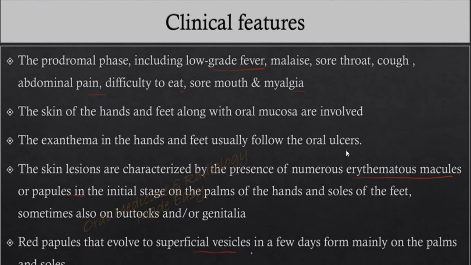Skin lesions are characterized by erythematous macules or papules in the initial stage, which are mainly seen on the palms of hands and soles. Sometimes they can also be seen on the buttocks or genitalia. These are usually red, superficial papules. They are seen as vesicles in a few days, mainly on the palm and sole.